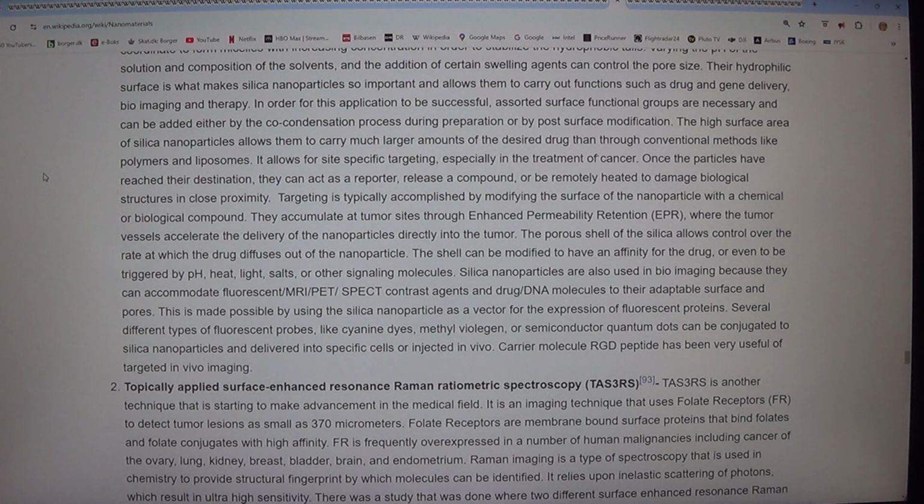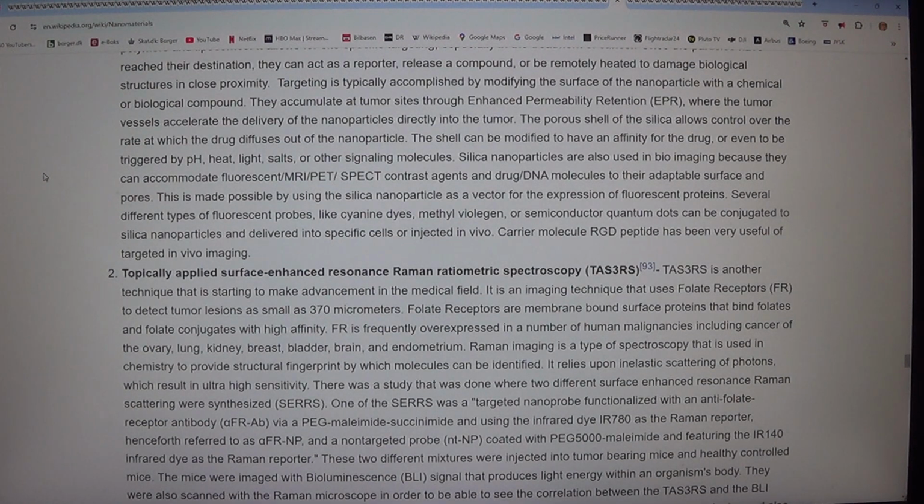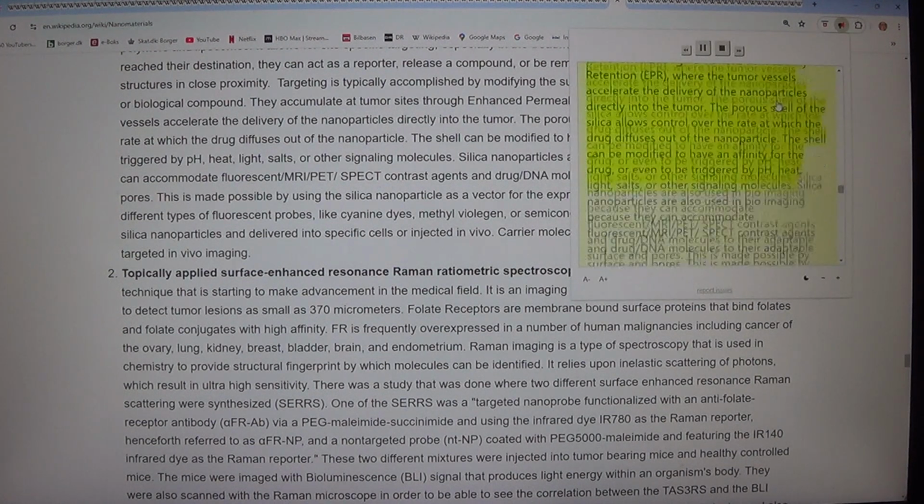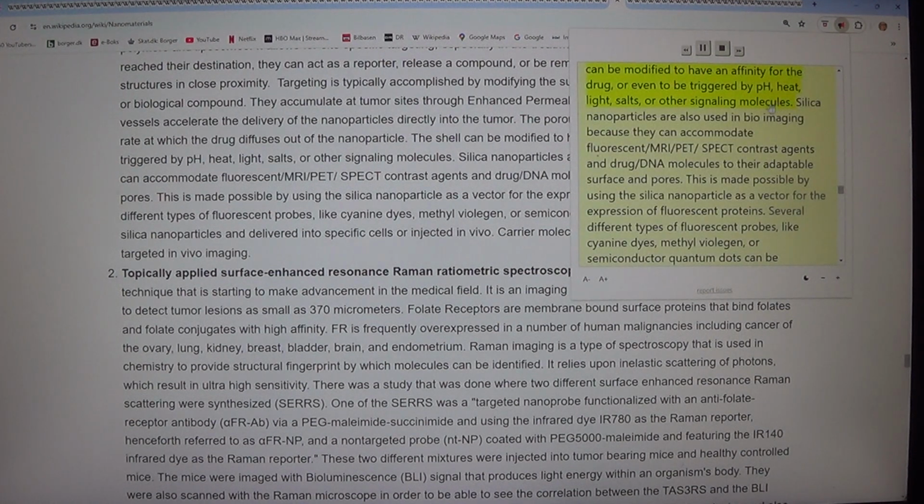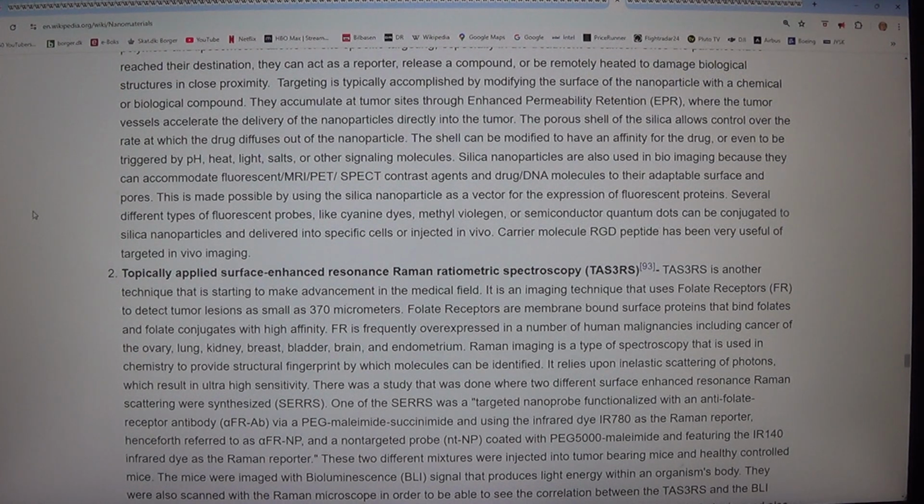Once the particles have reached their destination, they can act as a reporter, release a compound, or be remotely heated to damage biological structures in close proximity. Targeting is typically accomplished by modifying the surface of the nanoparticle with a chemical or biological compound. They accumulate at tumor sites through enhanced permeability and retention, EPR, where the tumor vessels accelerate the delivery of the nanoparticles directly into the tumor. The porous shell of the silica allows control over the rate at which the drug diffuses out of the nanoparticle. The shell can be modified to have an affinity for the drug, or even to be triggered by pH, heat, light, salts, or other signaling molecules.